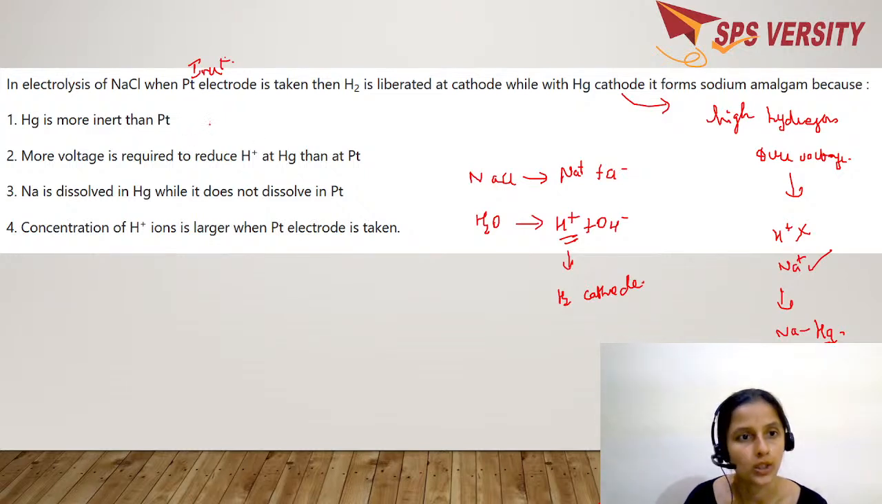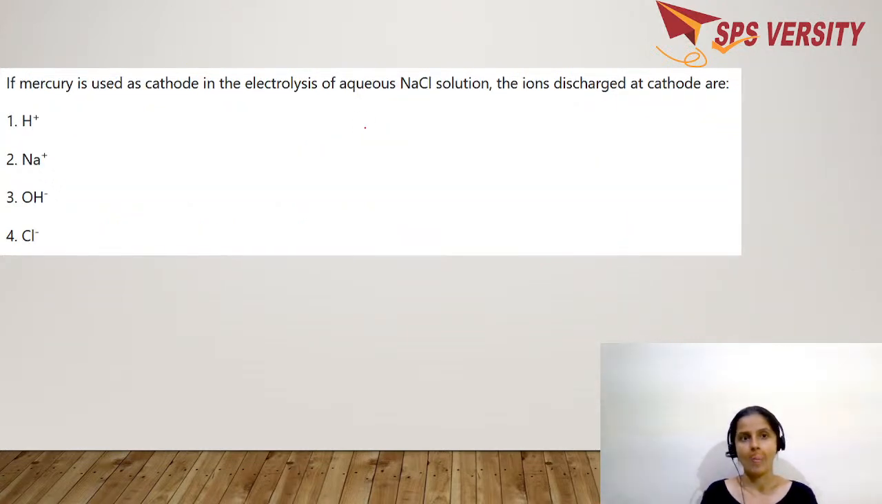Because Hg is not as inert as Pt, more voltage is required. Sodium is dissolved in it. More voltage is required, which is called overvoltage, to reduce H plus at Hg than at Pt. So option 2 will be the right one. If mercury is used as a cathode in the electrolysis of aqueous NaCl solution, whereas with an inert electrode hydrogen will be the product at the cathode, here Na plus will be discharged because of high hydrogen overvoltage.